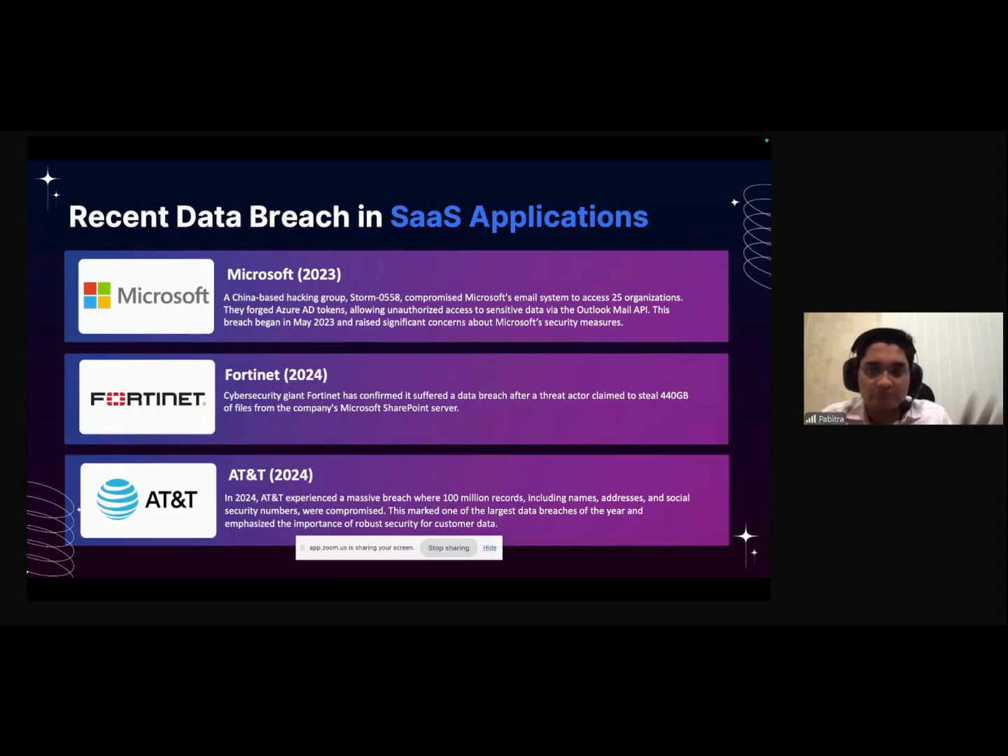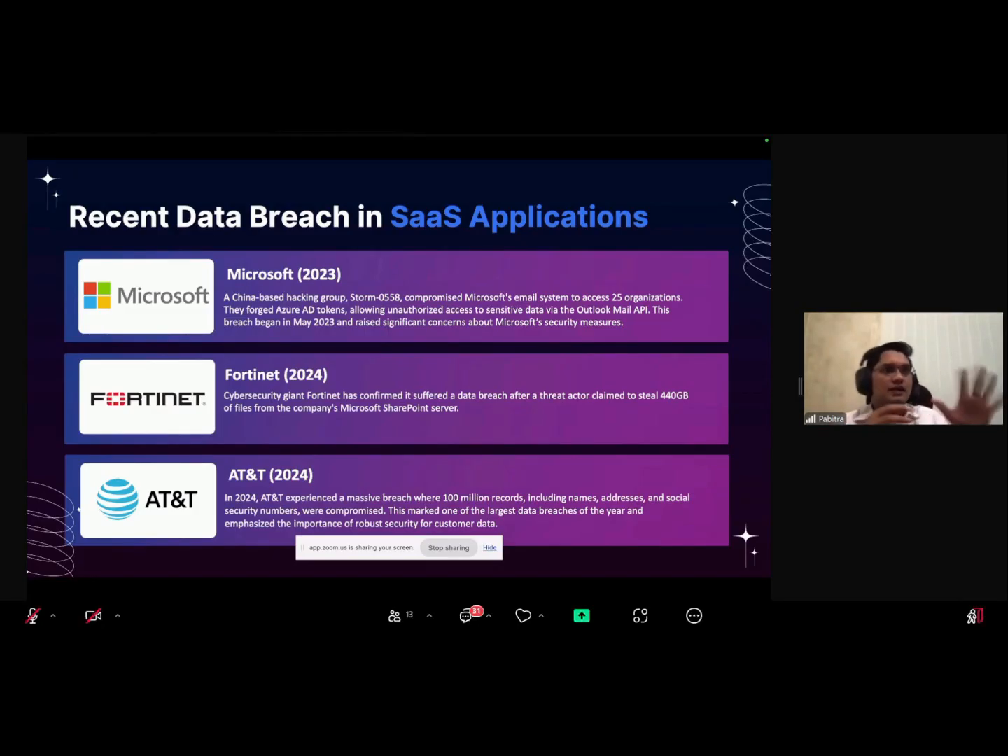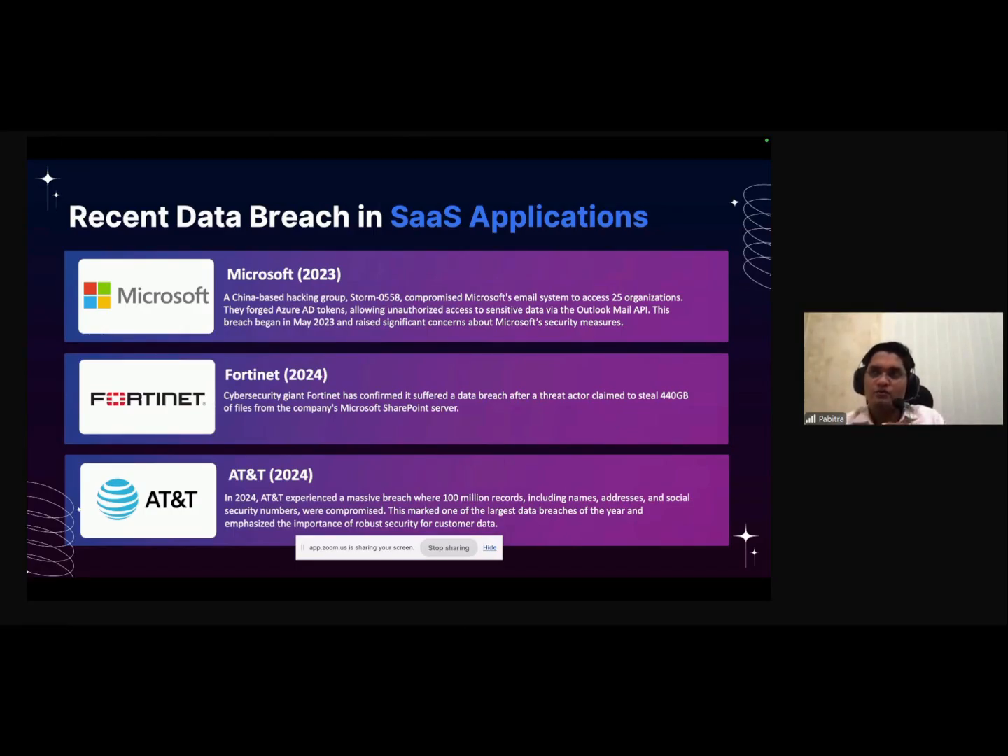And as of this day, November 2024, this is the biggest data breach that happened in 2024. This is AT&T. So we understand these are the recent data breach figures. But if we move ahead and understand in a very technical way, what are the major vulnerabilities affecting them, or what are the common vulnerabilities that we found in SaaS?